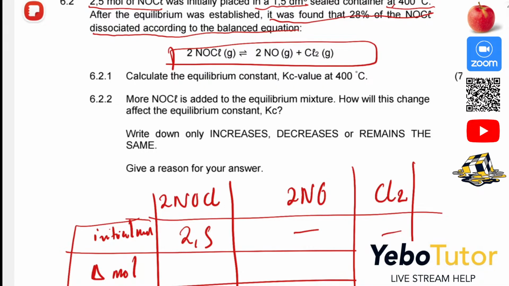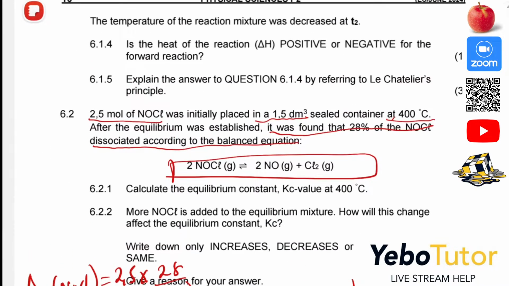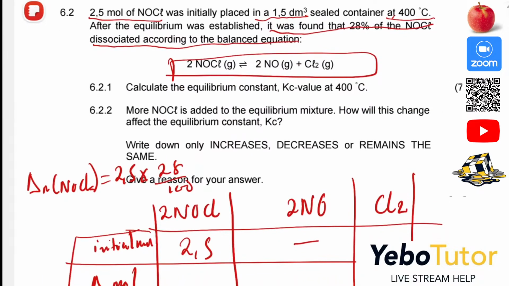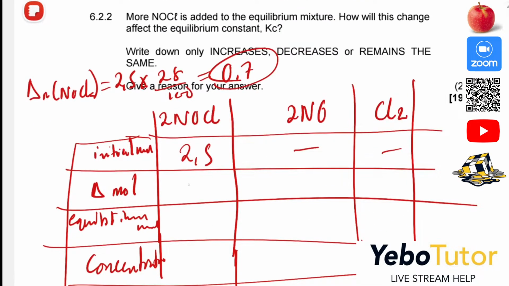Our life has already been made easy because now we are able to calculate the change in the number of moles of the NOCl, which will be equal to 2.5 moles multiplied by 28 over 100, as they said here that it was found that 28% of the NOCl dissociated according to this balanced equation, so that we can see what is the change in number of moles. So that will be 28 over 100 times 2.5. Then with my calculator, I'm getting 0.7. Right, so our change in number of moles is 0.7.